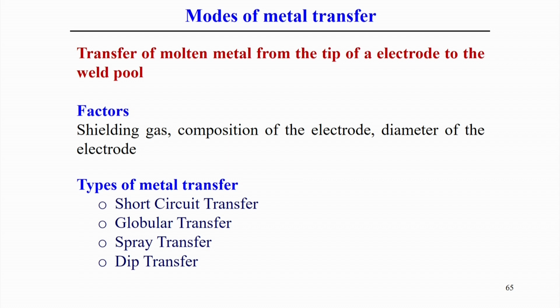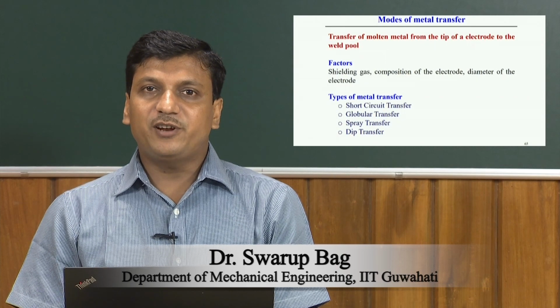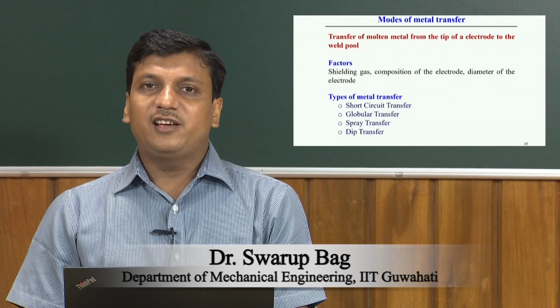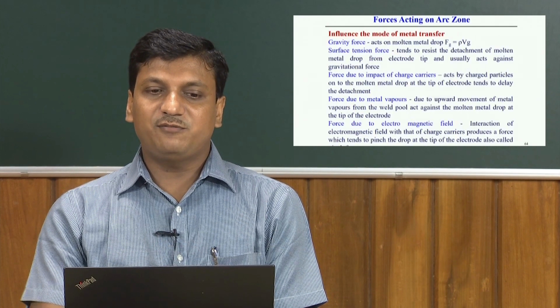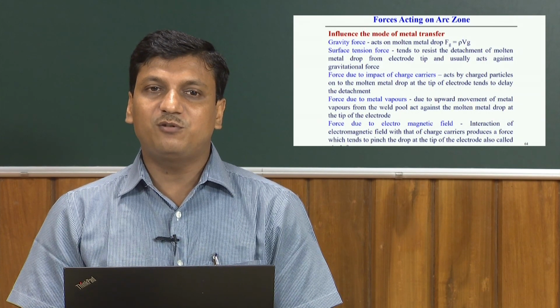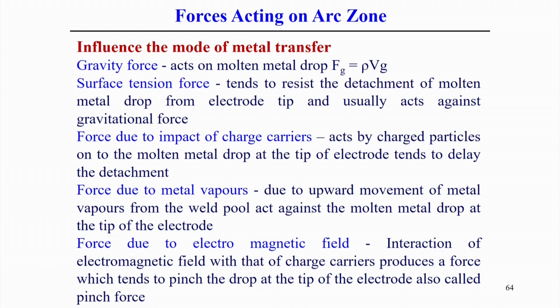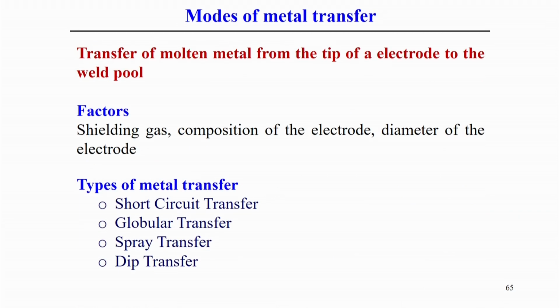All these types of metal transfer are governed by the different forces acting during the welding process. Those forces are basically the gravity force, surface tension force, the electromagnetic force, and any force due to the metal vapor, and this creates a very complex impact on the different modes of metal transfer in the arc welding process.